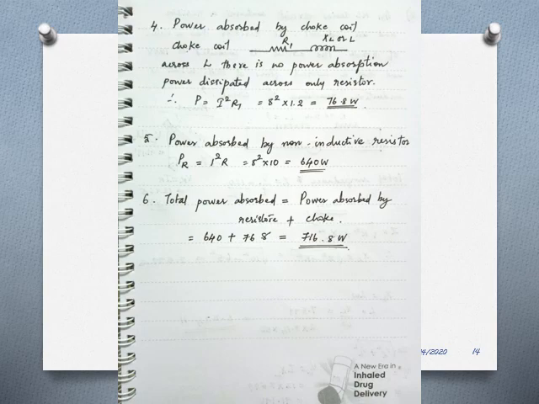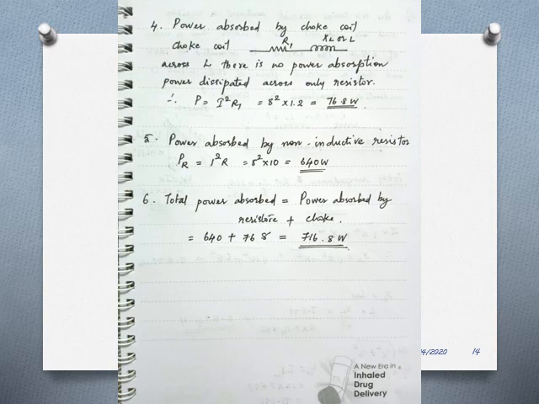Next is power absorbed by the choke coil. This is a very tricky question. A choke coil has a resistance and inductance. We have already learned that an inductance will never consume power. So there will be no power absorption by the inductance term. The power will be consumed or dissipated across the resistance only. So power will be I square R1, that is 8 square into 1.2. 1.2 is nothing but the effective resistance of that choke coil, which is already given in the question. So it is 76.8 watts.